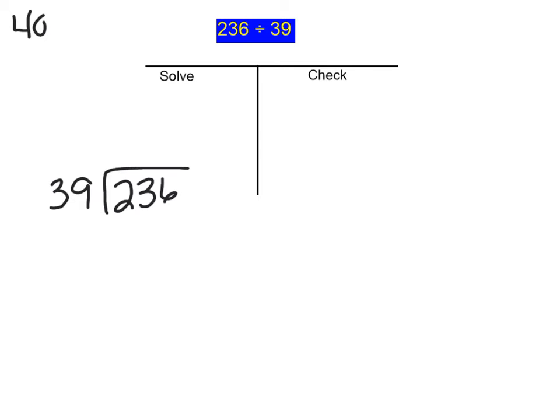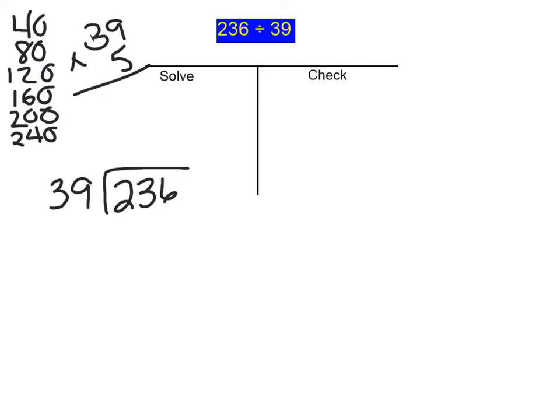40 times 1 is 40. 40 times 2 is 80. 40 times 3 is 120. 40 times 4 is 160. 40 times 5 is 200. We're getting closer. And 40 times 6 is 240. Now 39 is a little less than 40. And it looks like 236 is a little less than 240. So it might be times 5 or it might be times 6. So I'm going to do 39 times 5 and see how I do.